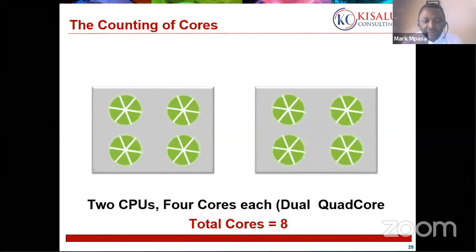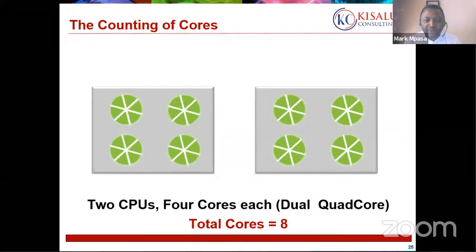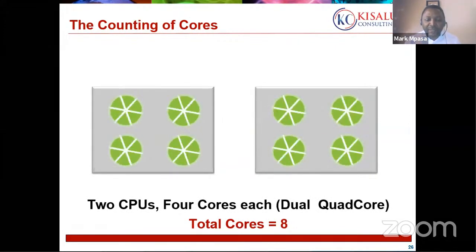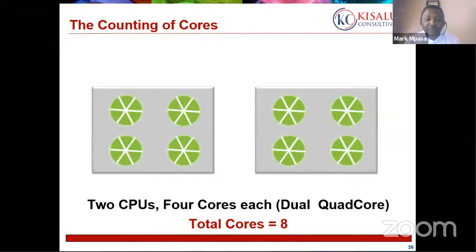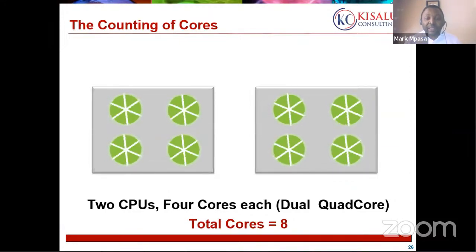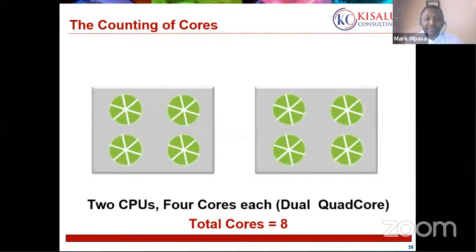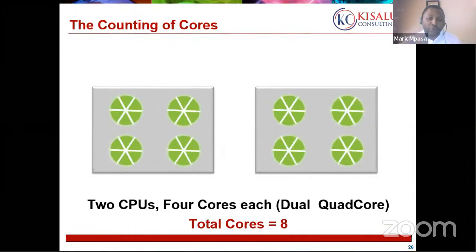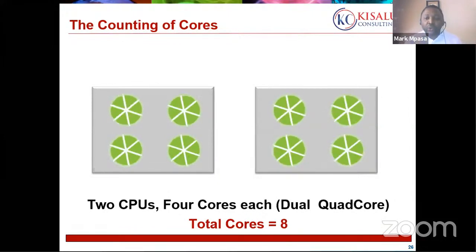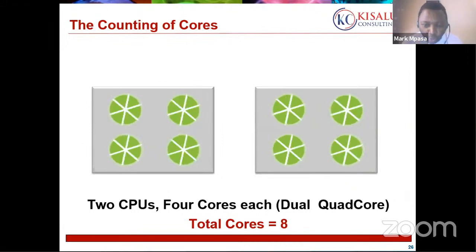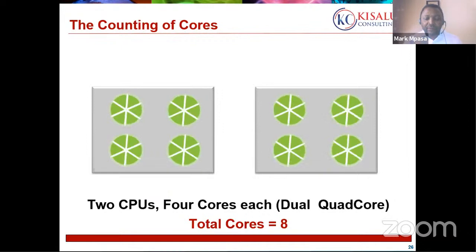Going forward again, if you have 2 CPUs in a system and each CPU has 4 cores, meaning that these 4 cores are sitting on one chip and another 4 cores on another chip, so you have a dual quad core on that system, you will be licensed for 8 cores.